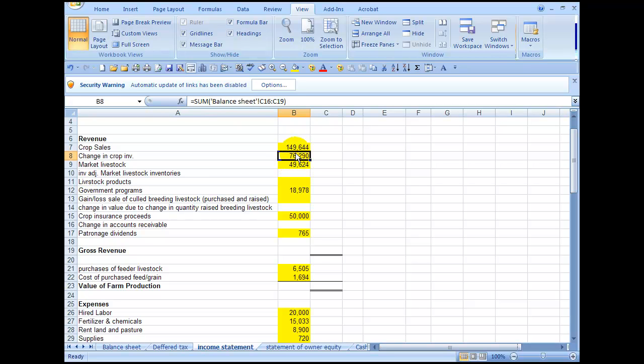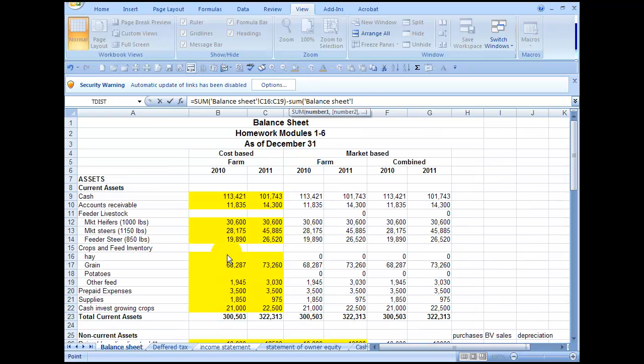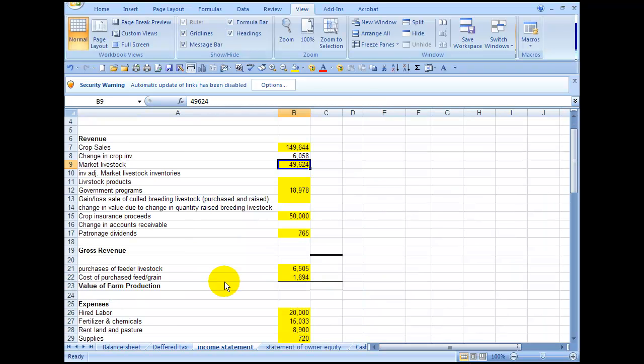And I did something wrong. What I did wrong is that's my ending, and I've got to subtract off my beginning. So after I hit enter, we'll go back into your formula. You want to do a minus SUM, opening parenthesis, then go over here to the balance sheet, and now you want to highlight your beginning range, close your parenthesis, hit enter, and so there you have your $6,058.